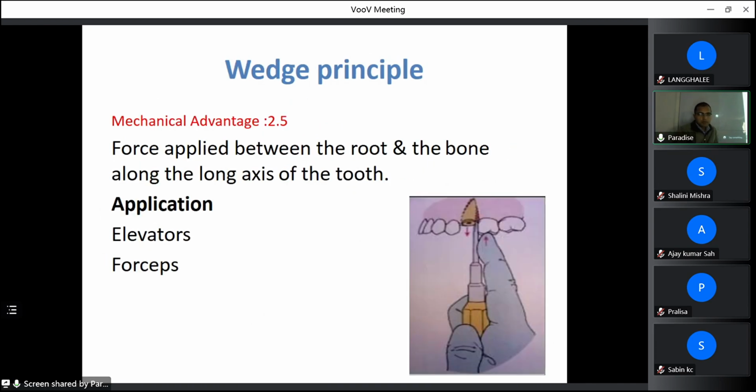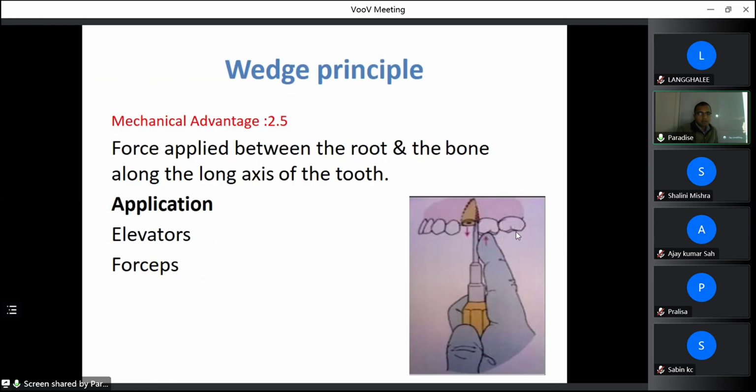Next is the wedge principle. Again, force is applied between the root and the bone along the long axis of the tooth. Applications are elevators and forceps. Its mechanical advantage is 2.5. It means whatever force you apply in the handle region is multiplied by 2.5 times. While using the straight elevator, you have to insert the elevator between the root and the bone. In case of the wedge principle, whenever you apply apical pressure in this area, the tooth will be extruded out. That's the concept.